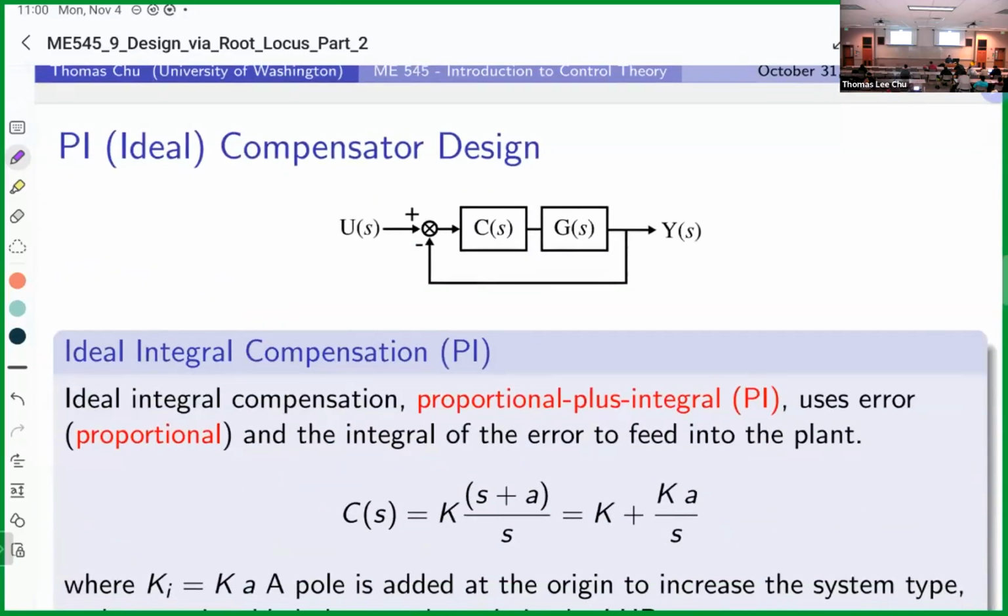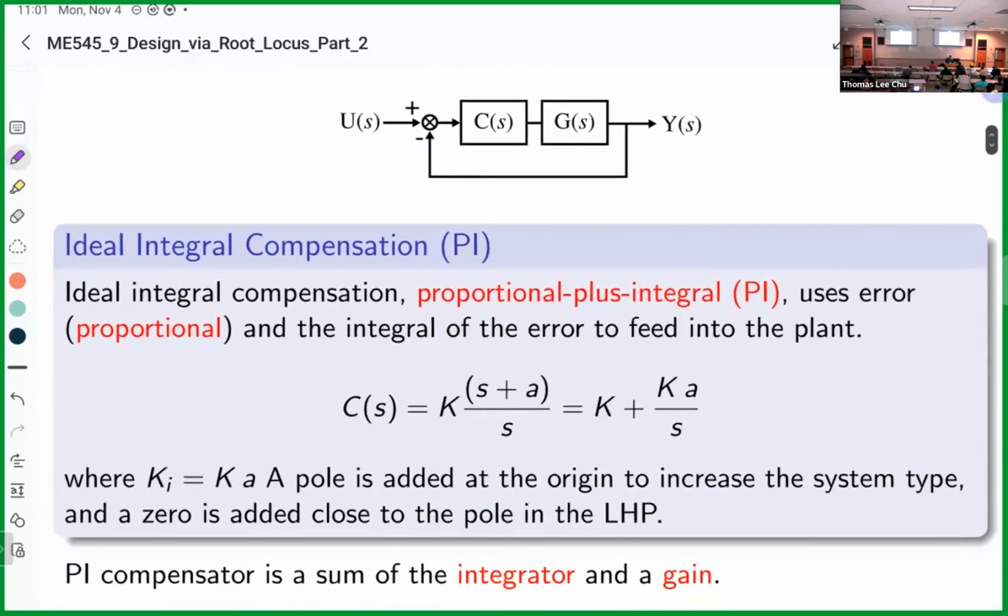So PI stands for ideal integration compensation, or it's called proportional plus integral, and it uses error, which is proportional, and the integral of the error to feed into the plant. So we do that by adding a 0 and a pole. It might sound similar to a lead compensator design, but it's actually quite different because the pole we add is at the origin, and the 0 we add is very close to the origin.